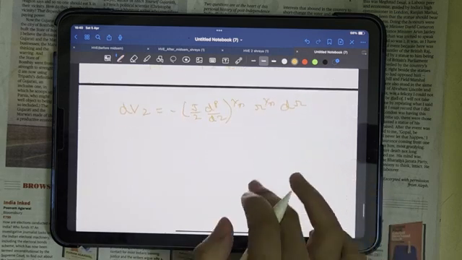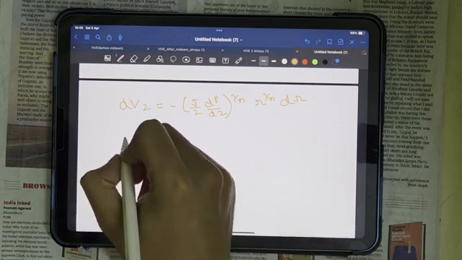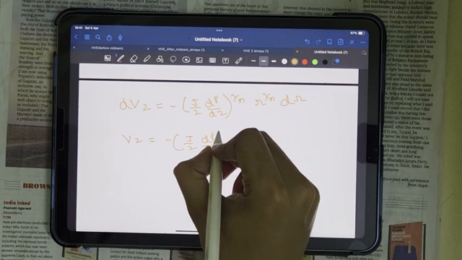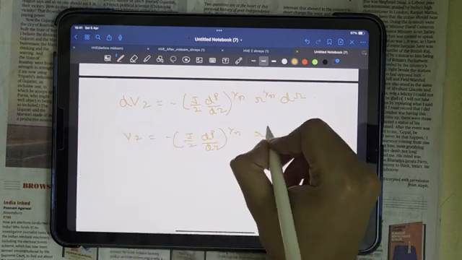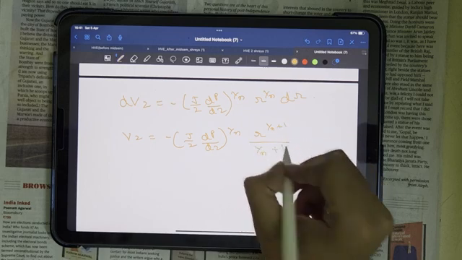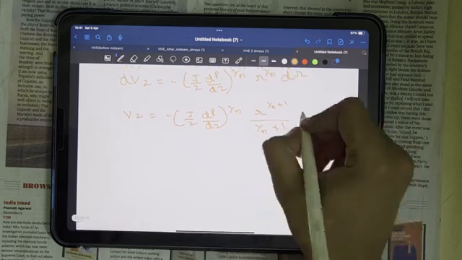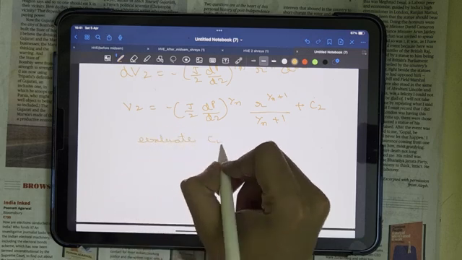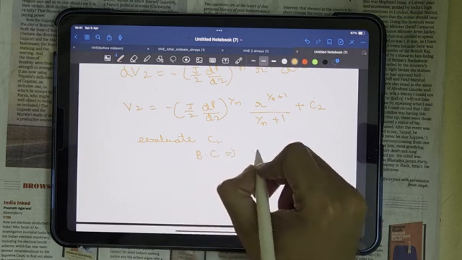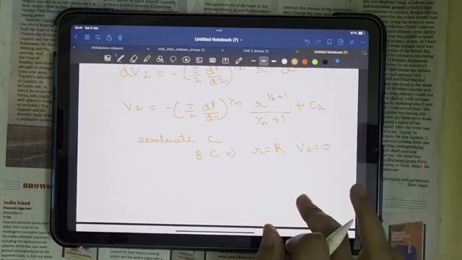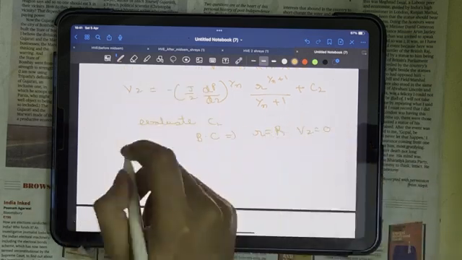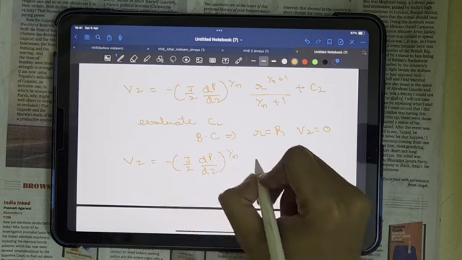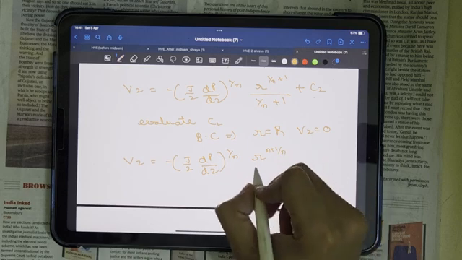On integrating we will get vz is equal to minus j by 2 dP by dz whole power 1 by n, r to the power 1 by n plus 1 divided by 1 by n plus 1, plus C2. Now to evaluate C2, we will use the boundary condition, which is at r equal to R, our Vz is 0. Now first we can write Vz in a better manner, which is minus j by 2 dP by dz whole power 1 by n r to the power n plus 1 by n, into n upon n plus 1, plus C2.